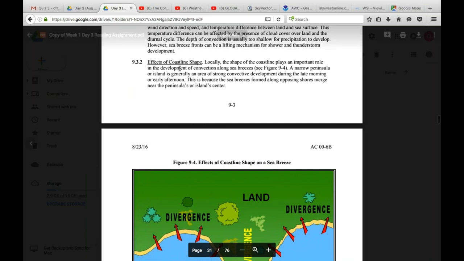So, effects of coastline shape. Locally, the shape of the coastline plays an important role in the development of convection along sea breezes. A narrow peninsula or island is generally an area of strong convective development during the late mornings or early afternoons. This is because the sea breezes formed along opposite shores merge near the peninsula's or island's center.